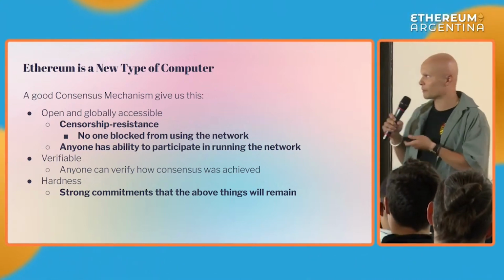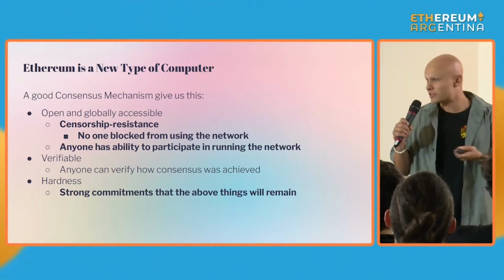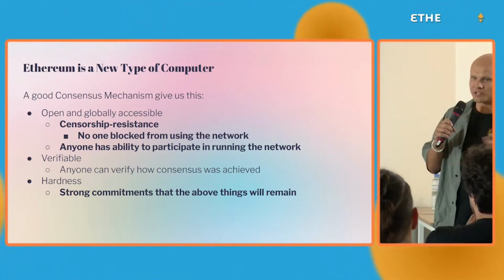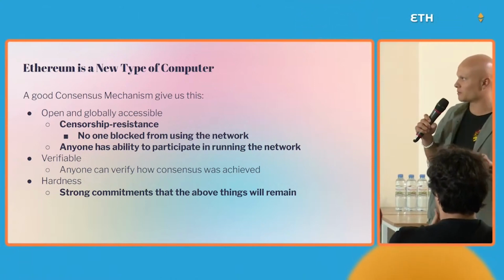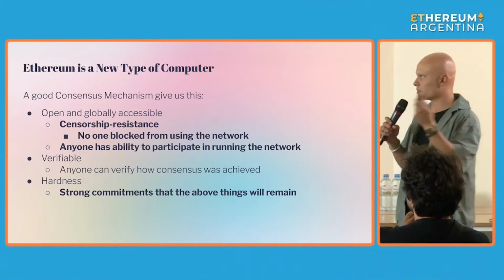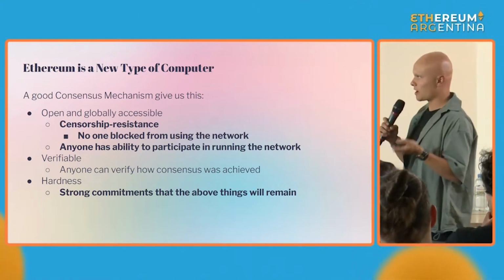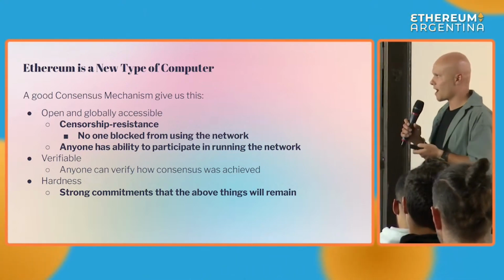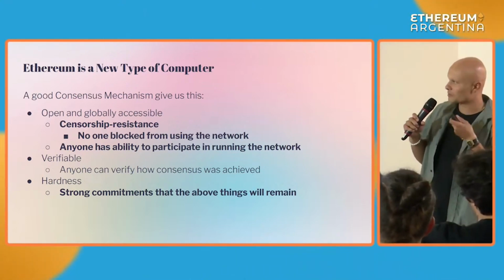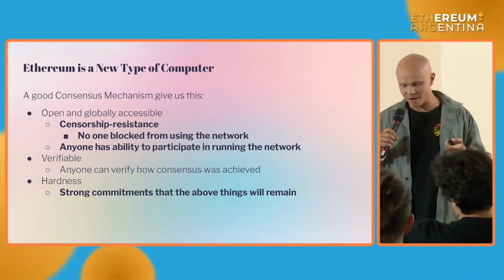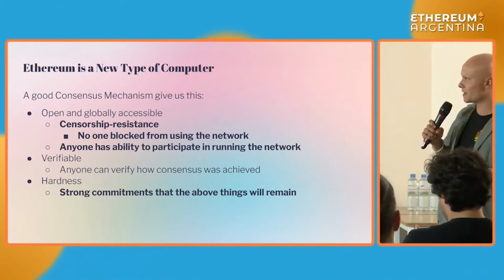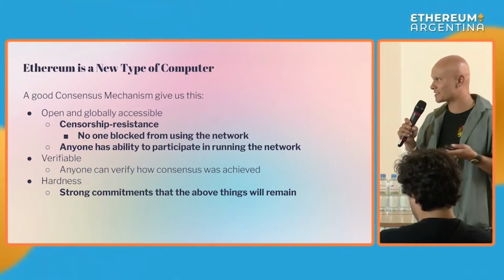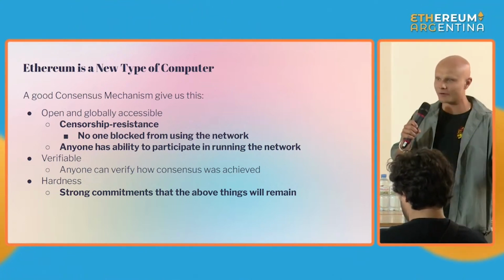So when you talk about open and globally accessible, this means it should be censorship resistant. A good consensus mechanism makes Ethereum censorship resistant, meaning no one is blocked from using the network. Another aspect that a good consensus mechanism gives us is that anyone has the ability to participate in running the network.